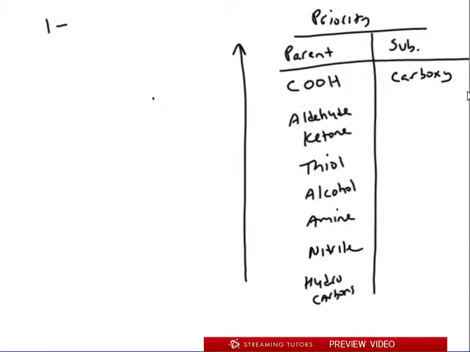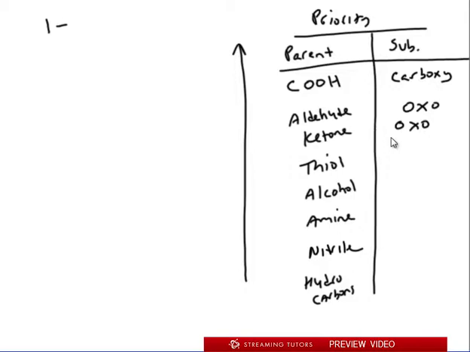Now, for aldehyde and also ketone, remember, this is if they're not the parent. If they're a substituent, if they're a branch, then these two are called oxo groups. So you can have an oxo as a carbonyl, C double bond O, and it's independent of whether it's a ketone or an aldehyde. It's the same thing.